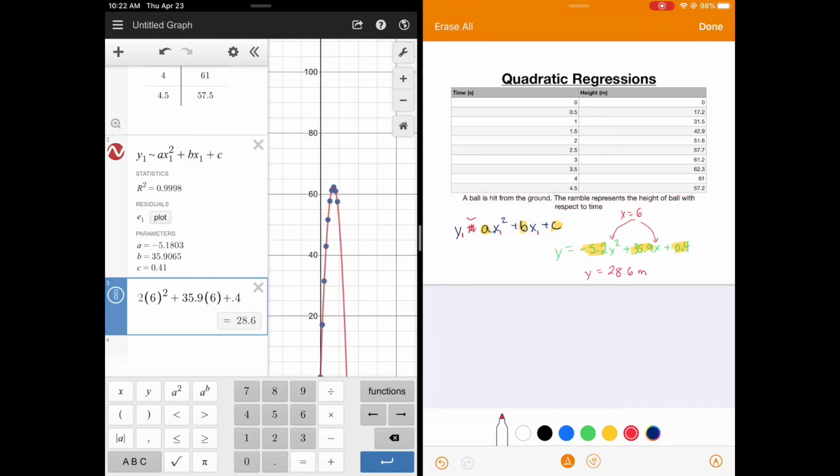That is all you do with a quadratic regression. A lot of the work is just done in Desmos, and you just have to plug the values in.